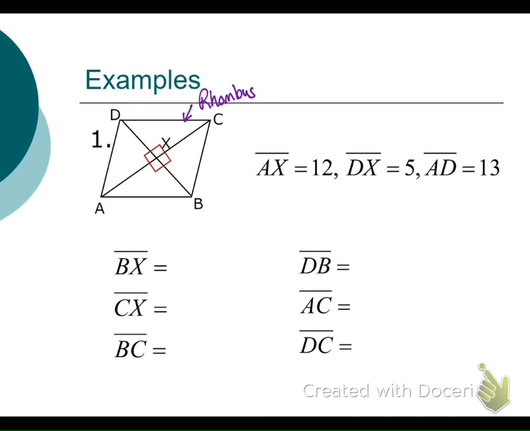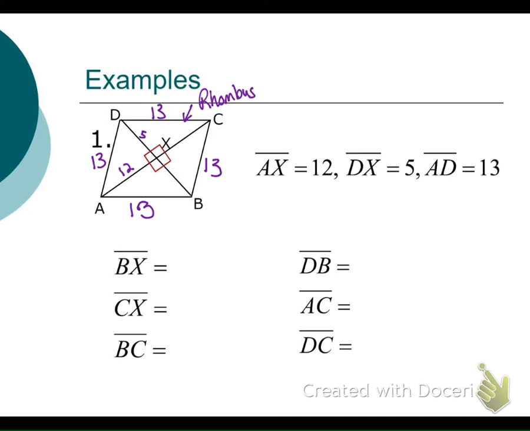Okay, so in a rhombus we know several things. I'm going to go back to my flow chart. We know that all sides are congruent. So we know here the value of AX, I'm going to fill that in, is 12. We know the value of DX is 5. We know the value of AD to be 13. So if you know all sides are congruent, that means we know that DC is 13. It means that we know BC is 13. It means AD or AB is 13 because all sides are congruent.